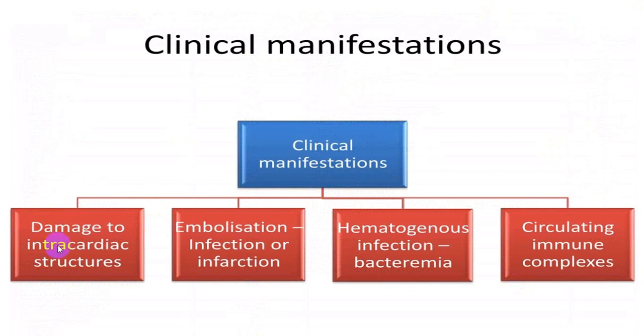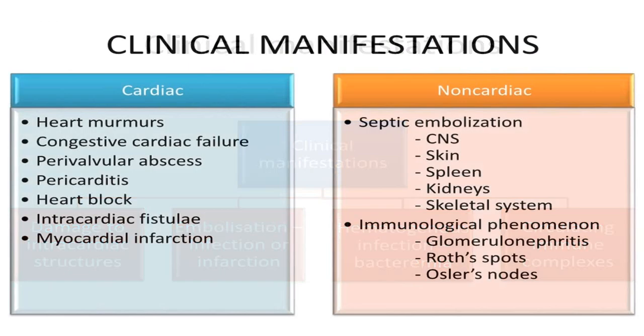You will have findings because of damage to intracardiac structures, because of embolization, because of hematogenous spread and bacteremia, and because of immune complex mechanisms like Osler's node, glomerulonephritis, or Roth spots. So we have already mentioned all these findings. These are cardiac investigations. These are non-cardiac findings like CNS involvement, skin, spleen, kidney, glomerulus, Roth spot, Osler's, which are immunological findings.